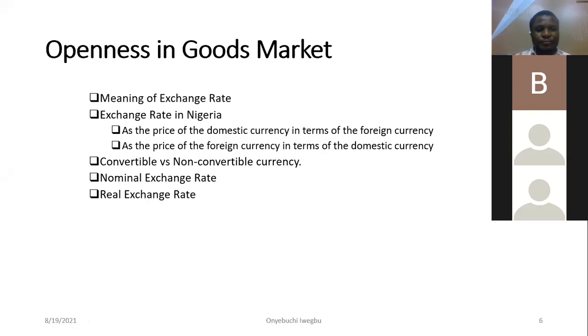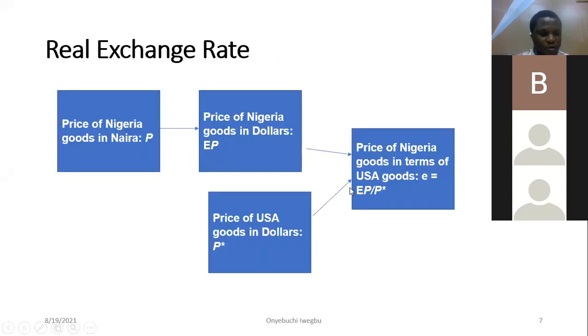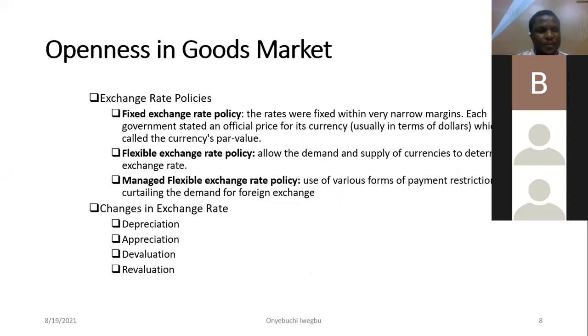All right, and that is why I explained. So you can see it. First of all, price of Nigerian goods in naira, price of Nigerian goods in dollars, that's E times P. So this formula is for case one. Assuming it is case two, then you should know that it's the other way around. Okay, so you should take note of that.